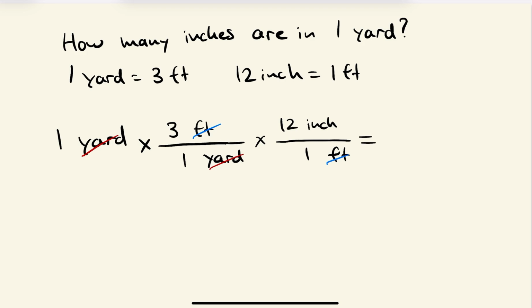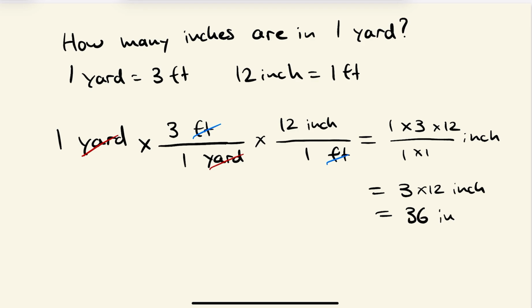And now to simplify, I simply take everything I see on the numerators on top of the fractions. So I'll have 1 times 3 times 12 divided by 1 times 1 inches, okay, which simplifies to just 3 times 12 inches, which equals 36 inches.